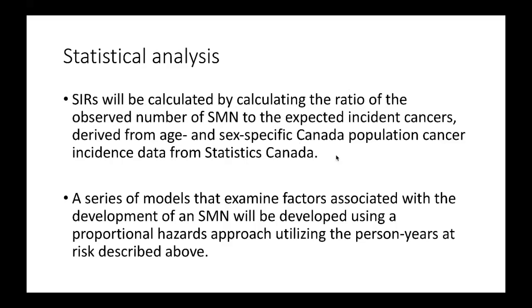data can be compared. And I think to build on the modeling, we are interested in looking at a series of models that will examine factors associated with the development of SMNs using a proportional hazard approach by using, again, person years at risk described above. So really, I think this is debatable. If anybody has a great suggestion on how modeling could be best done, whether it's by stratification or a competing risk or whatever else it is, please feel free to contact us.